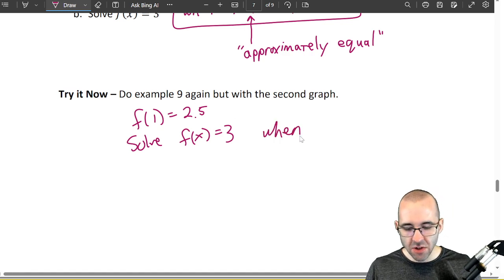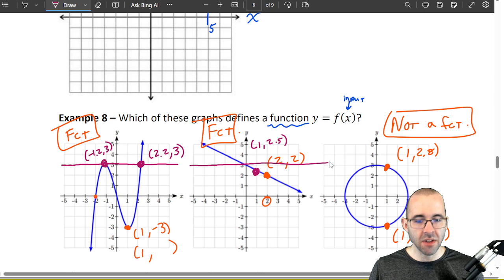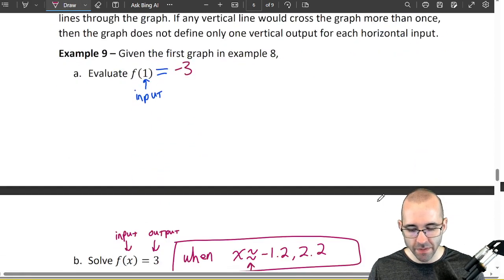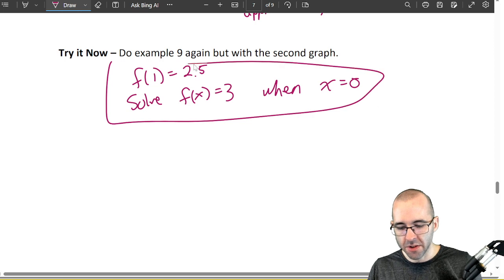And then when is this function equal to 3? Well, it's asking when is there a y value of 3? In this case, there's only a y value of 3 once. That's right here when x is 0. This is the point 0, comma 3. That's going to be the answer: when x is 0. That's the solution to this try it now.